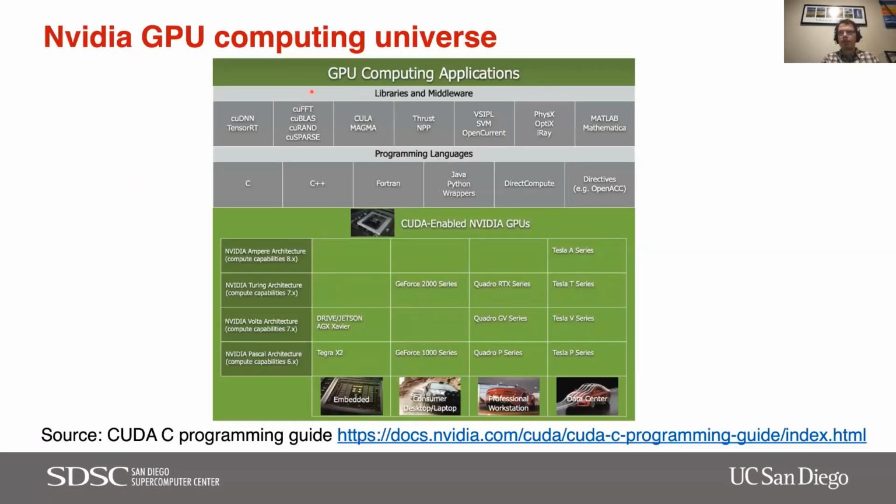So this is an overview of the NVIDIA GPU computing universe, if you think about it. You have your GPU computing application. It uses libraries and middleware. There are many different libraries available, like cuDNN, the Deep Neural Network library, cuFFT, the FFT library, BLAS for linear algebra, sparse linear algebra libraries, and so on. There's lots of stuff available. It's also available through MATLAB and Mathematica.